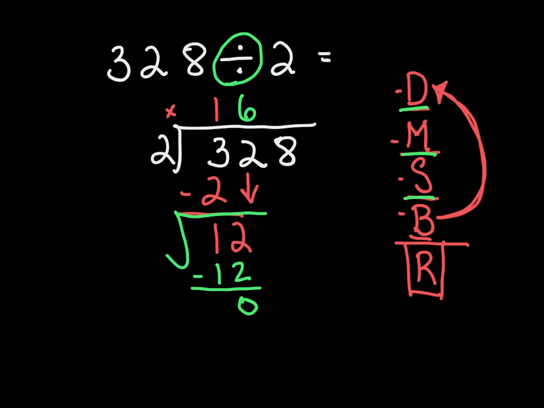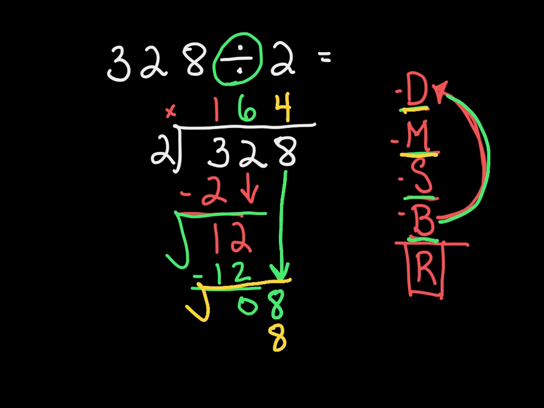Okay, now we go to B. Brother tells us to bring down, and it becomes an 8. After we bring down, we go back to dear old dad, and he tells us to divide. 2 goes into 8 4 times. Excuse me, Mom tells us to multiply. 4 times 2 is 8. Sister tells us to subtract. We have a 0. We have no other numbers to bring down. So we do not have a dog in this family. We do not have anything left over. So we know that the quotient is 164.